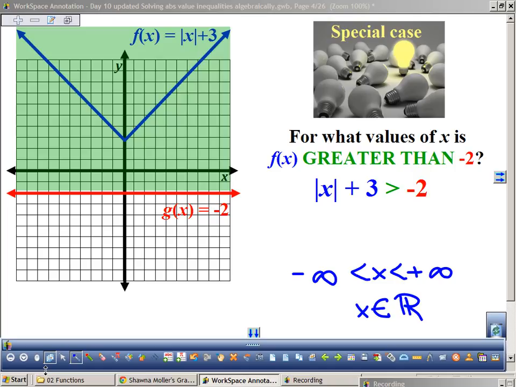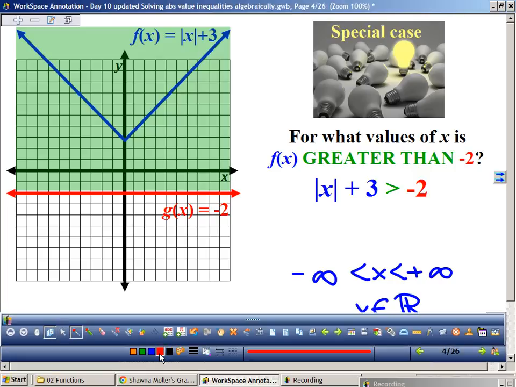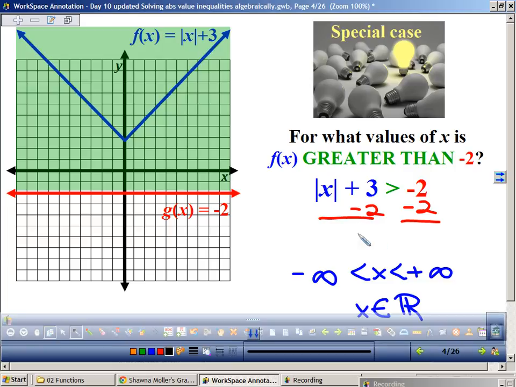Wait, what? Are you sure? Okay. So I'm actually going to solve it really quick. So I would subtract 2 from both sides, and I would be left with the absolute value of x is greater than -4.